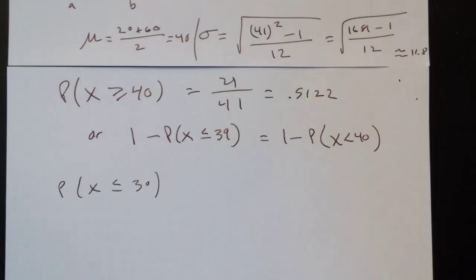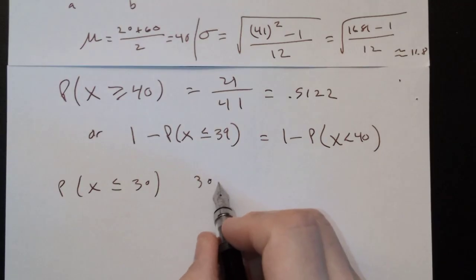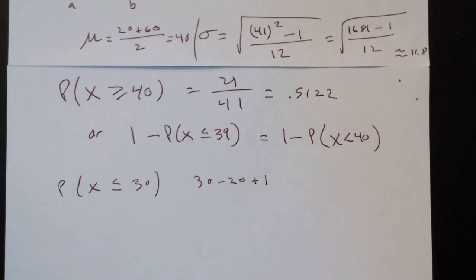I can think of it 2 different ways. How many options are there? There are 11 options: 30 and everything from 20 to 29, right? 20 to 29 is 10, and 30 makes 11. I can also do it by saying, hey, that's 30 minus 20 plus 1. There's the plus 1 again.